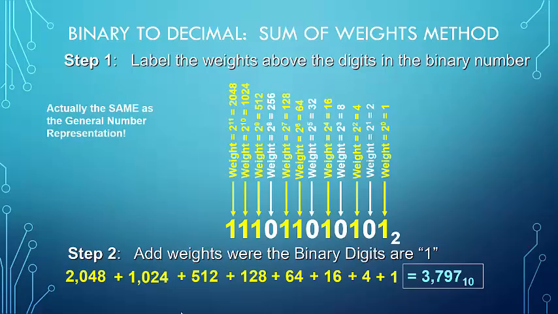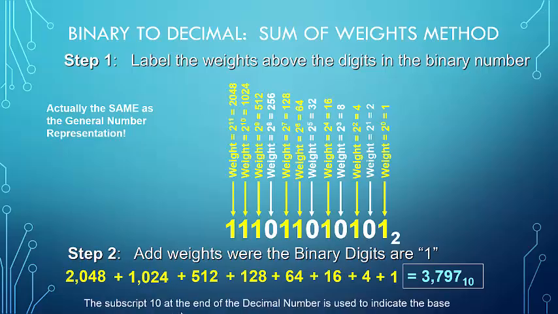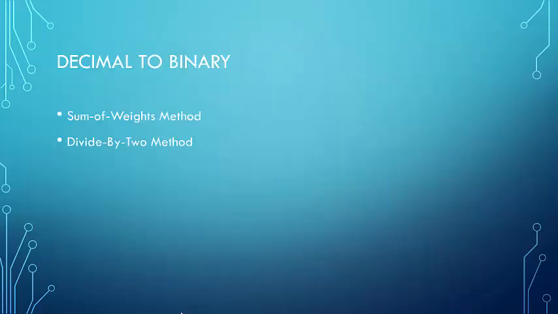This is actually exactly the same as the general number representation equation that we just did. And again, the subscript 10 at the end of the decimal number is used to indicate the base. Going the other direction, decimal to binary, there are 2 different methods we're going to explore. The first is a sum of weights method, which is very similar to what we've been doing. And then there's also a divide by 2 method.